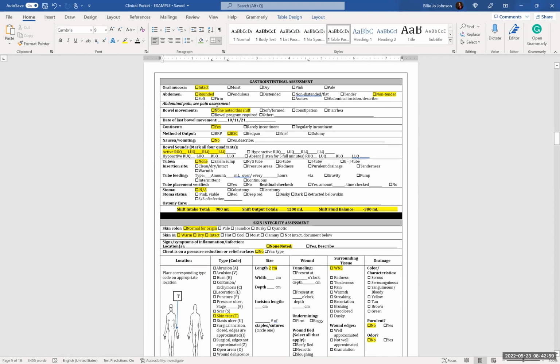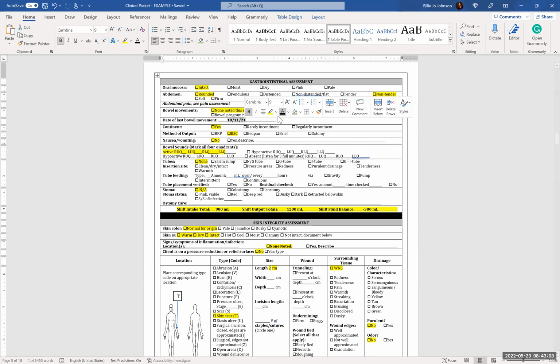GI. Same thing here. Oh, it's not highlighted. I will do that now. Date of last bowel movement. Please make sure that is filled out. That is a question that all staff is going to be asking throughout the day. Your patients may be sick of that question, but we have to know when their last bowel movement was.